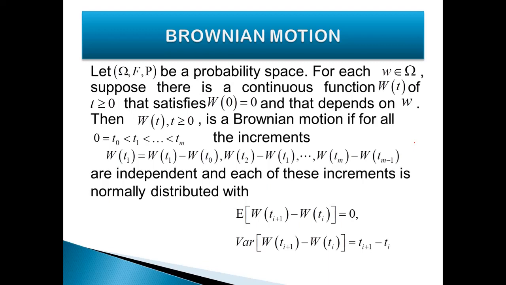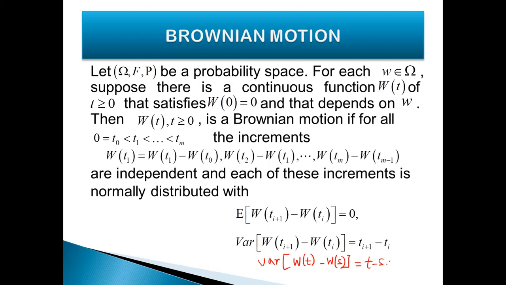Suppose there is a continuous function W(t) such that W0 is equal to 0 and the increments are independent and the expectation of increment is 0. The variance of increment as always, maybe I write it this way, this will be easier to understand: variance of W(t) minus W(s) is equal to t minus s. Like before.